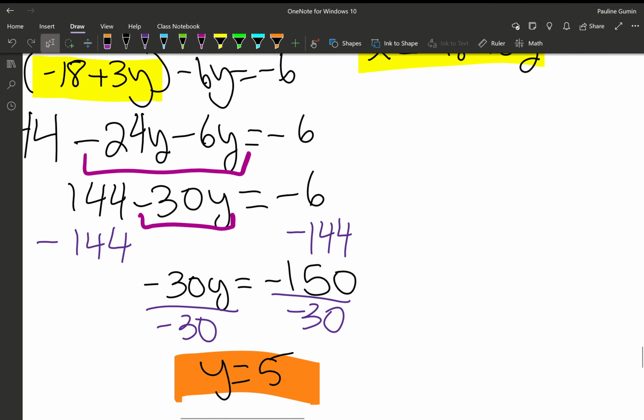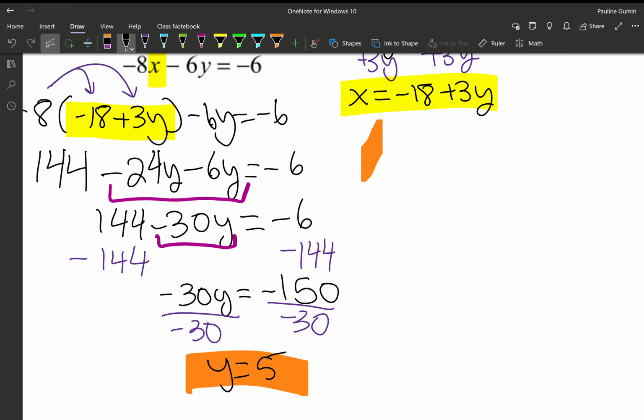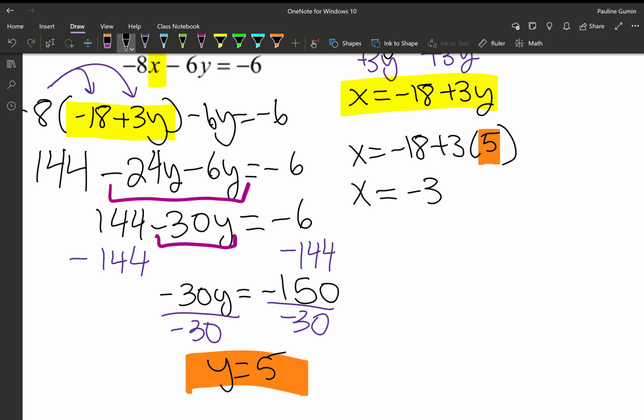All right, let's finish this part up by plugging y into our x equals equation. So x equals negative 18 plus 3 times 5. 3 times 5 is 15. Negative 18 plus 15 is negative 3. So our final answer is negative 3, 5.